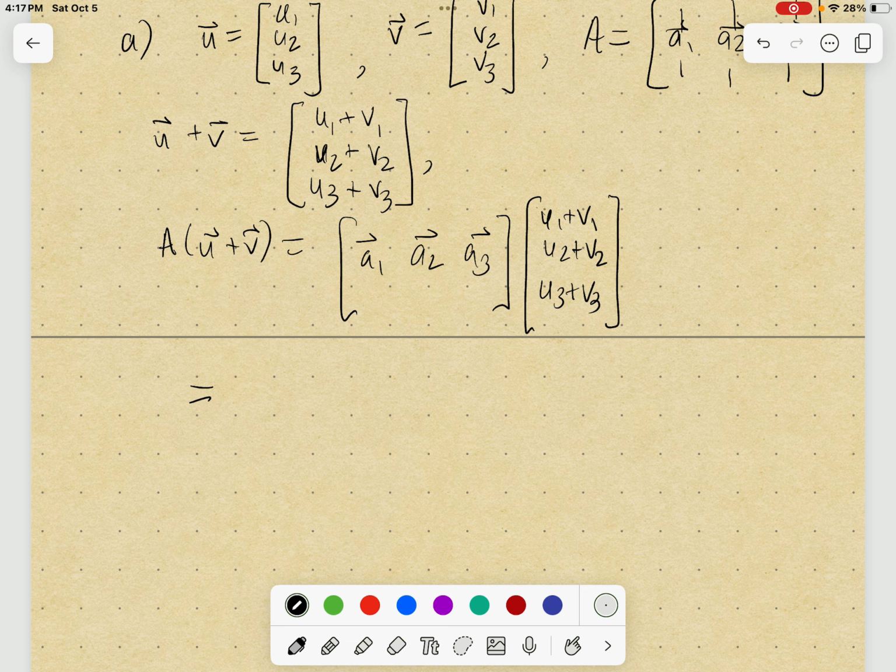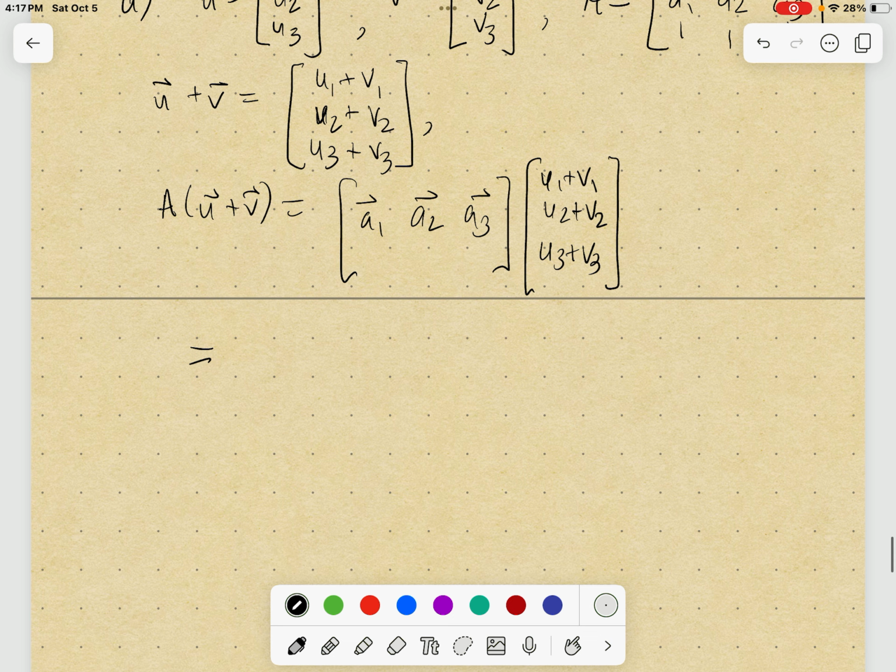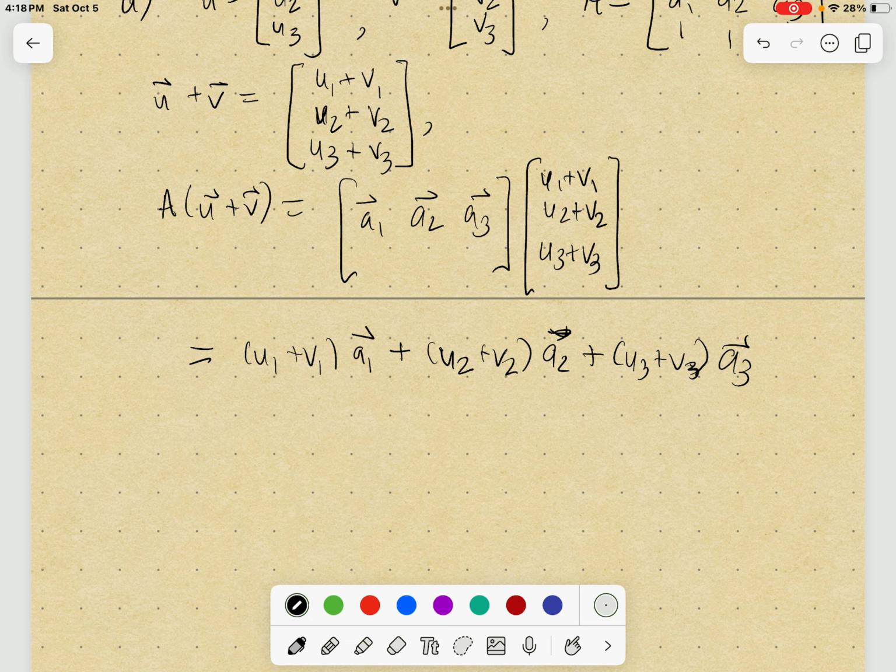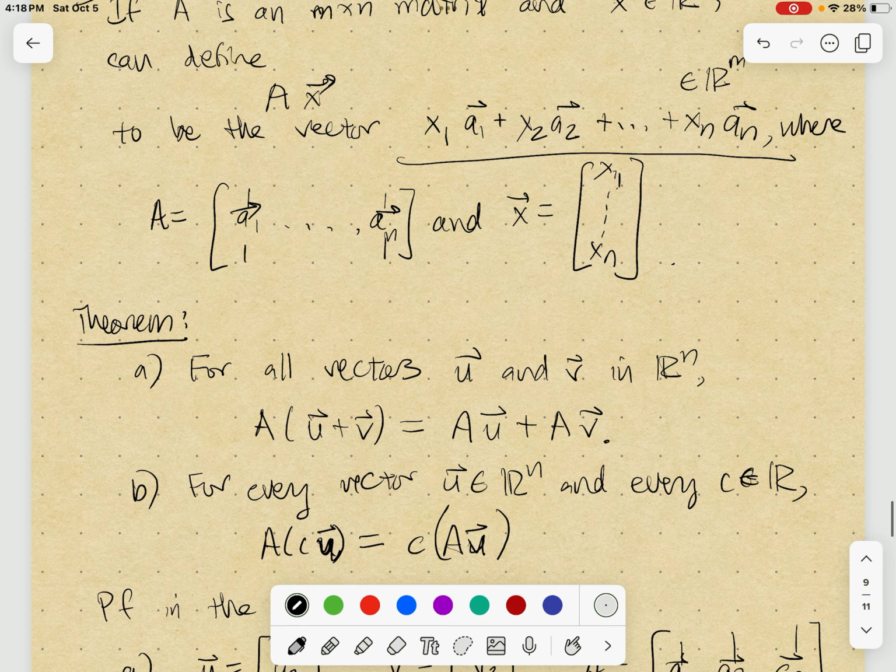All right, by the definition of matrix vector multiplication, what you do is you take linear combinations of the columns, right? You take the first component, u1 plus v1, so that's a real number. You scale a1 by that, and then you add u2 plus v2 times a2, and then add u3 plus v3 times a3. That's just the definition of matrix vector multiplication, which I reviewed up here.